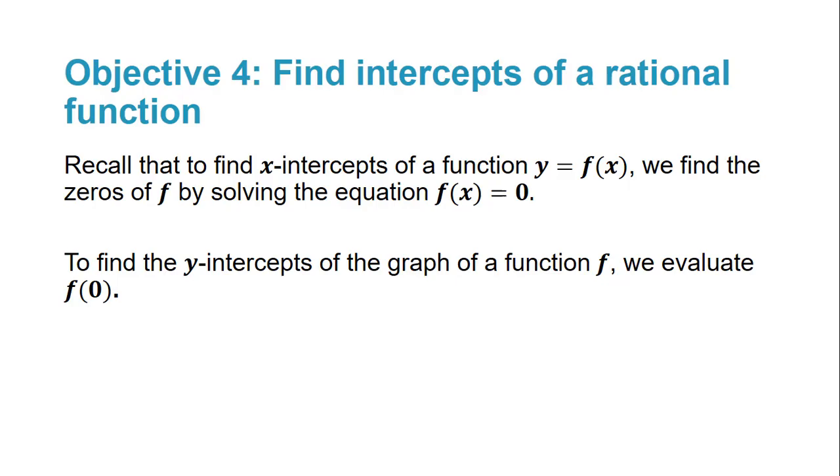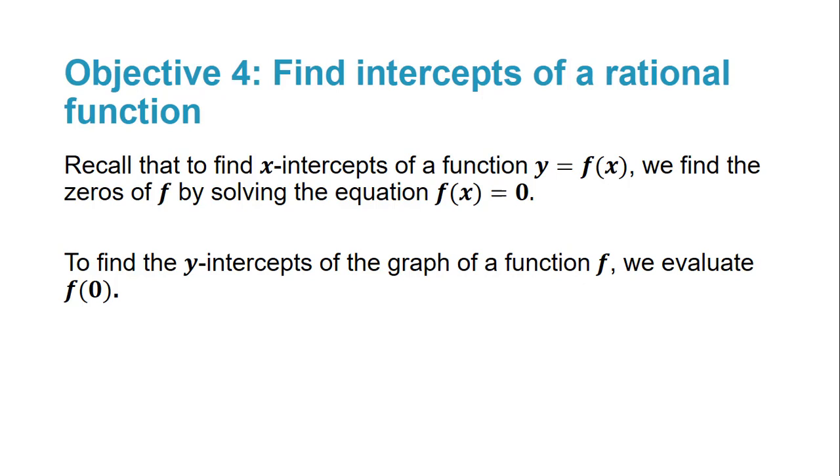Objective 4 is to find intercepts of a rational function. We've done this repeatedly throughout the course, but now we will do it specifically with these rational functions. To recall, to find x-intercepts of a function y equals f of x, we find the zeros of f by solving the equation f of x equals 0. That is, we set y equal to 0 and solve for x.